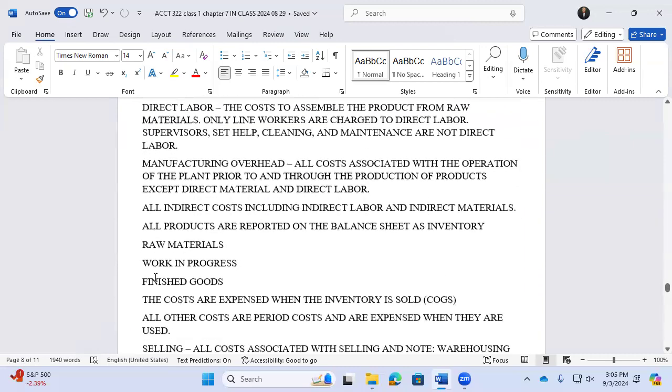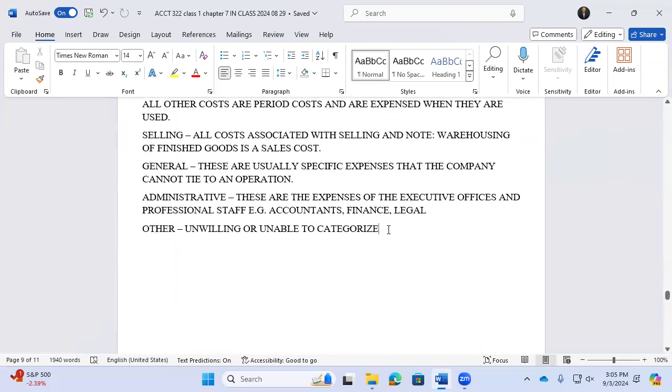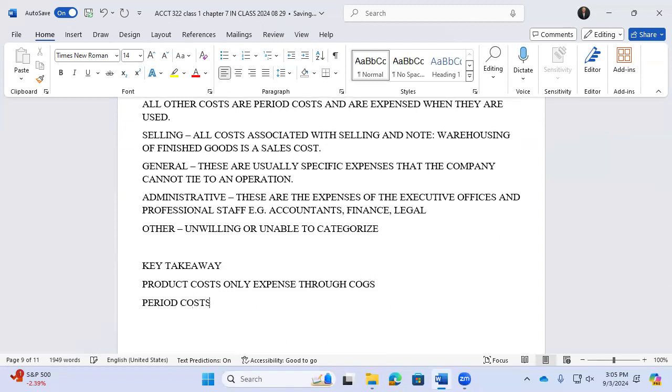Any questions? Key takeaway? Costs. The expense. The cost of goods sold. Period costs are expensed. Paid or incurred. And accounting.